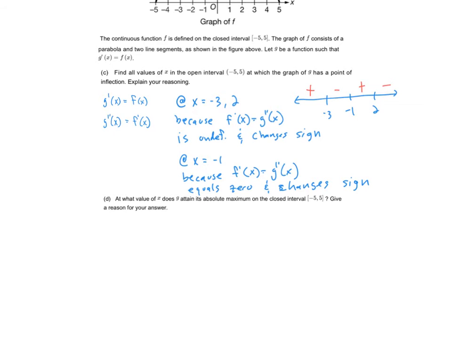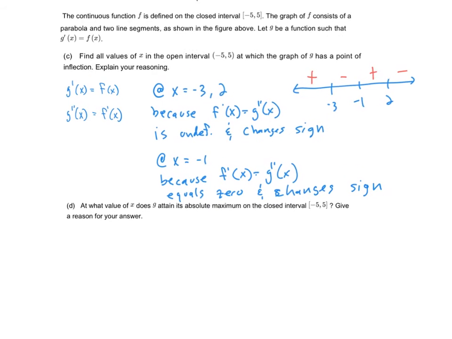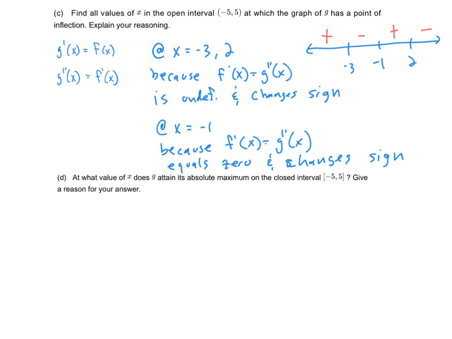At what value of x does g attain an absolute maximum on the closed interval? Give your reason for your answer. Anytime you want to find an absolute maximum on an interval, you do the same thing every time. So no number line for this. You find all the critical values and then plug the critical values and the endpoints of the interval back into the original function, and then see which one's the biggest or smallest, whether you want max or min.